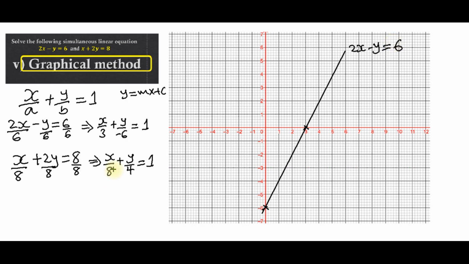Then for the other one, the x-intercept is 8 and the y-intercept is 4. We plot the x-intercept, that is 8, there, and the y-intercept at 4. And therefore, we do the same thing and draw that line. So that is it.